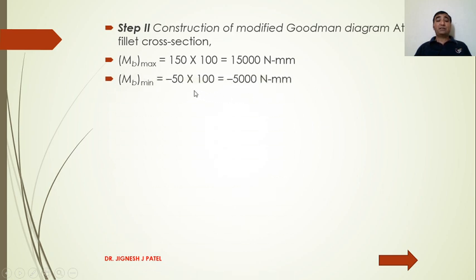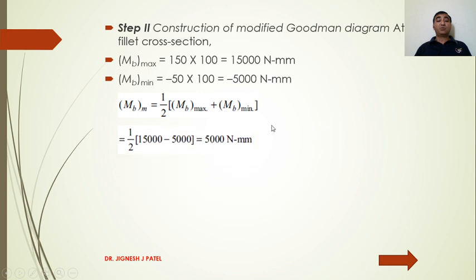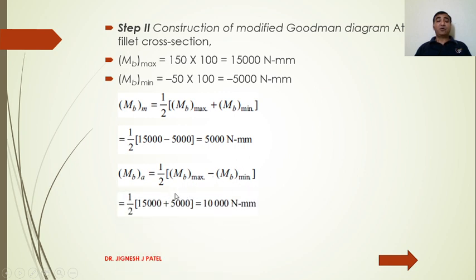Minimum bending moment: minimum load is minus 50 into 100, so minus 5000 Newton millimeter. Now mean bending moment MBM is equal to 1 by 2 into MB maximum plus MB minimum. So put the value, and you will find the mean bending moment is equal to 5000 Newton millimeter. Now bending moment amplitude MBA is equal to 1 by 2 into MB maximum minus MB minimum. By putting the values you will get MBA equal to 10,000 Newton millimeter.